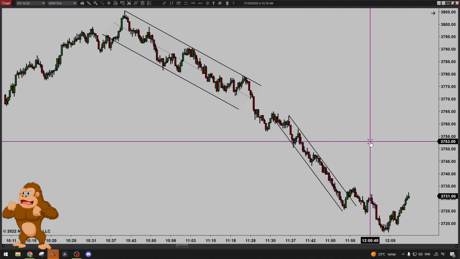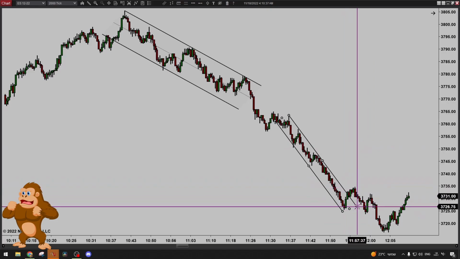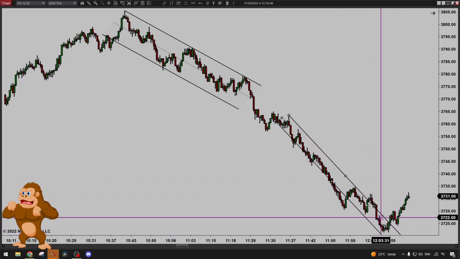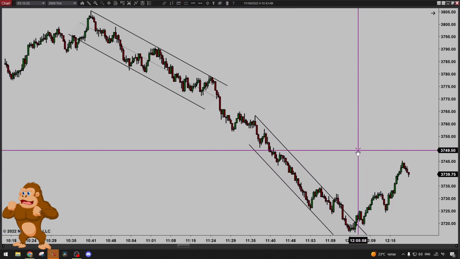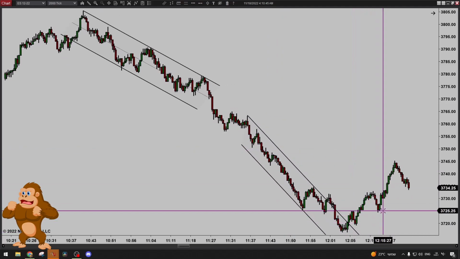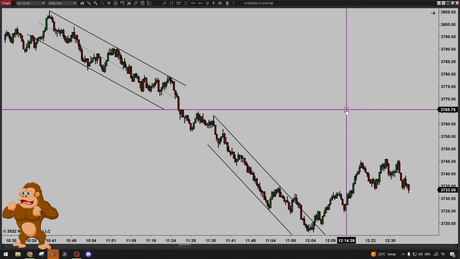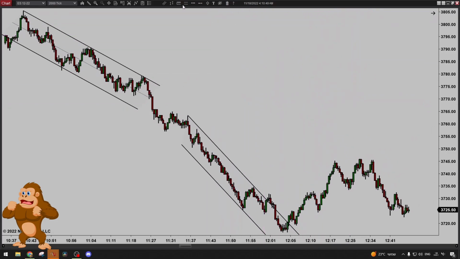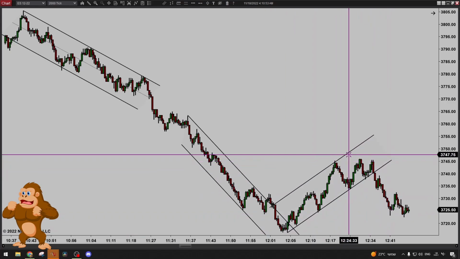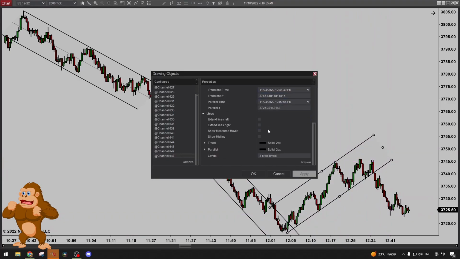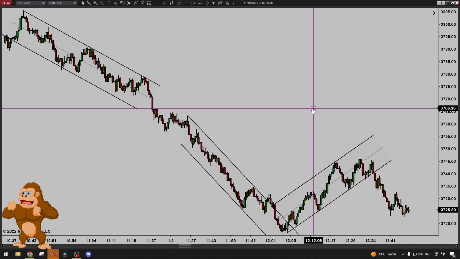Break, new low. Maybe there's something bigger here. Break, new low. Safe to look for longs. Higher highs, higher lows. You see? Now this is your channel. Midline. Break.